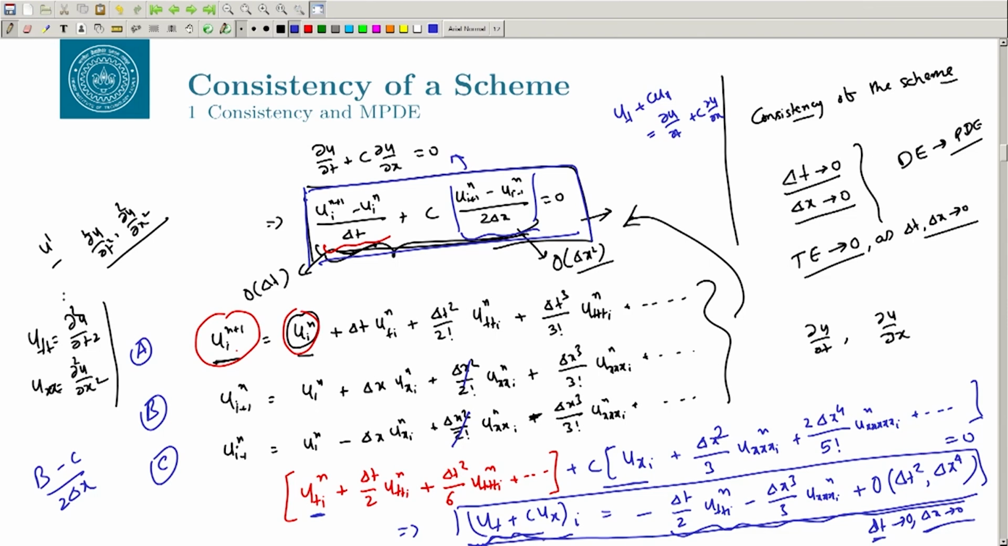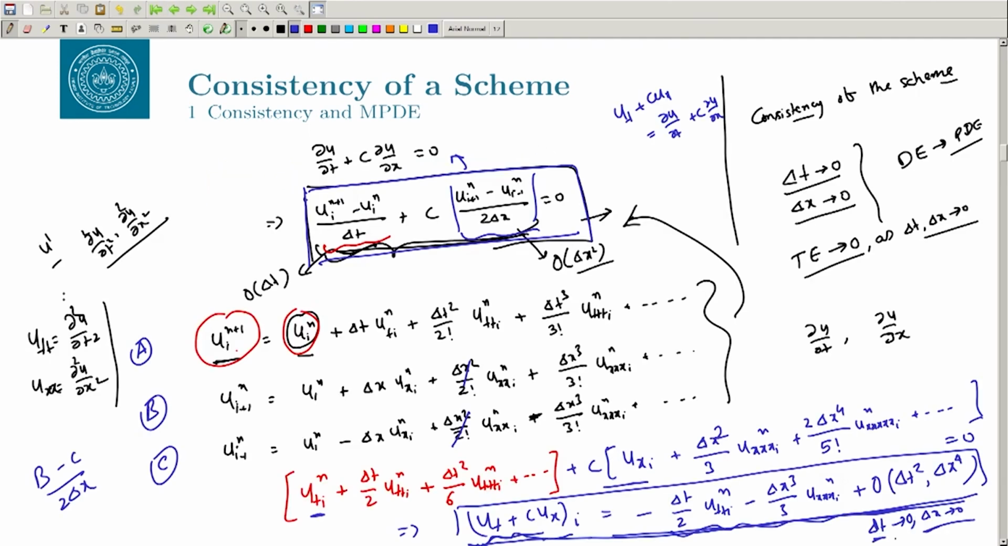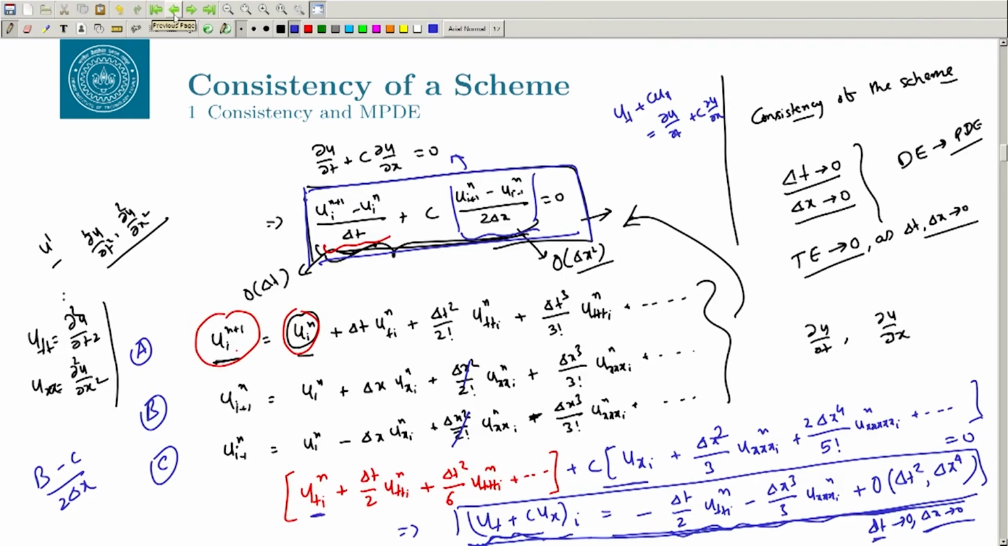Now, when we say that we are using this scheme to approximate our linear convection equation, we are basically solving this problem. Let me just write it in the next one. So, we are solving del u by del t plus c del u by del x at i is equal to minus delta t by 2 u_tt at (i, n), and minus, let us leave the other terms. That will become order, or just let me just see a second.